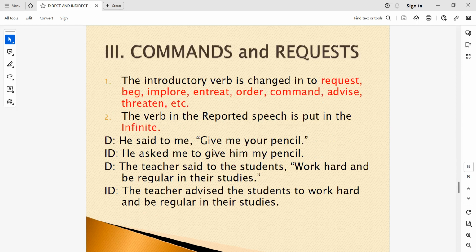The third one is in reporting a command or request in the indirect speech. The introductory verb is changed into request, beg, implore, entreat, order, command, advise, threaten, etc. The verb in the reported speech is put in the infinitive. Examples given here. He said to me, give me your pencil. He asked me to give him my pencil. Some more examples are given. You can go through it.